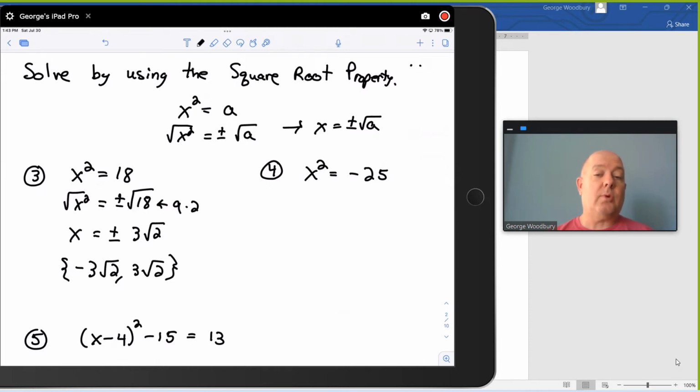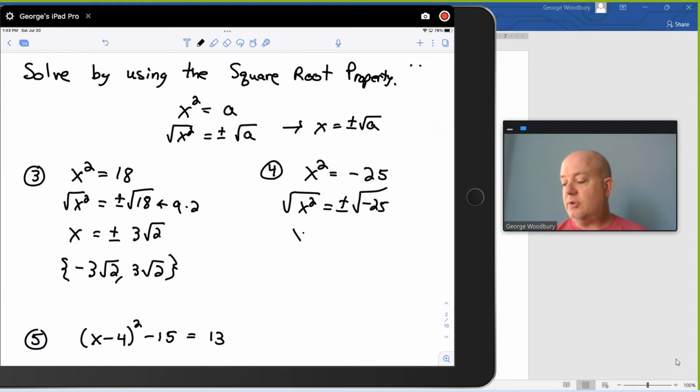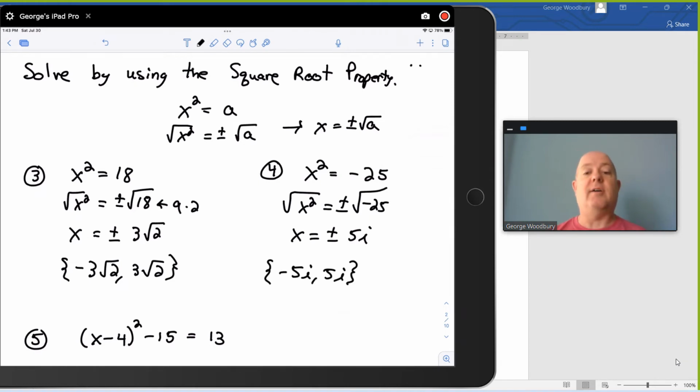Problem 4, x squared equals negative 25. Same idea, but this time, when we take the square root of the right-hand side, we're taking the square root of a negative number. That means we're going to get an imaginary solution, or two imaginary solutions. The square root of x squared is just x, equals plus or minus. Because there's a negative inside the square root, we know that i is going to be part of the solution, and we know the square root of 25 is 5, so it's going to be plus or minus 5i. Again, if we write a solution set, negative 5i, positive 5i.